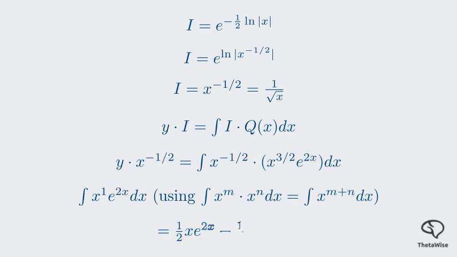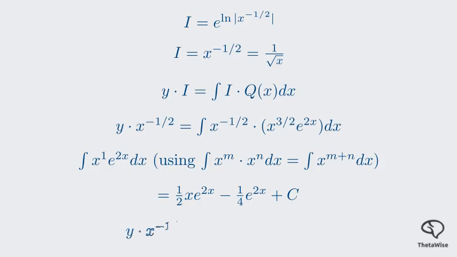This is a standard integral that can be solved using integration by parts, but for the sake of time, we'll state the result directly and you can confirm it on your own. So our equation is y times x to the negative 1/2 equals the result of that integral plus our constant of integration, c. To isolate y, we will multiply the entire equation by x to the 1/2, or the square root of x.